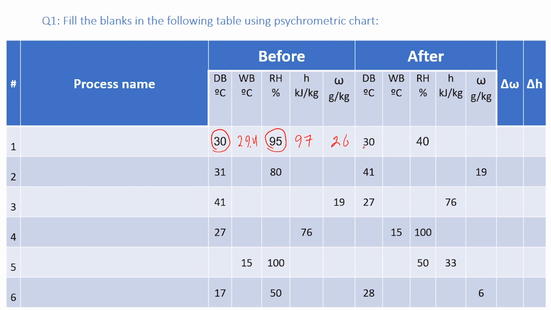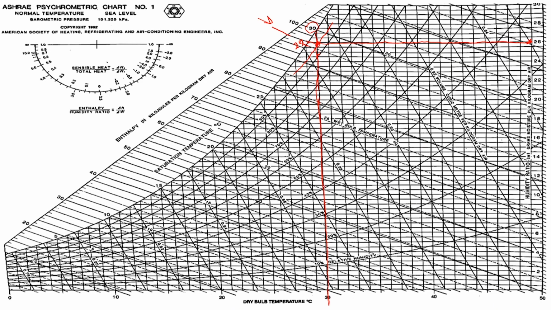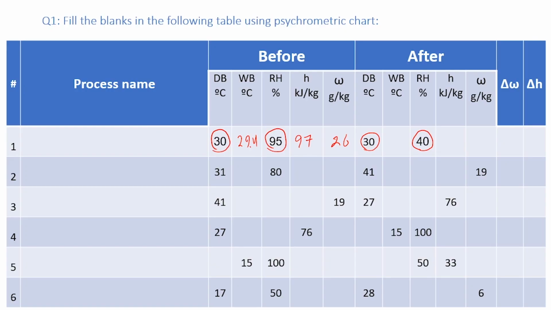Second point will be dry bulb 30, which is similar to the first one, which indicates that the line is a vertical line. Relative humidity is 40%. So we cross the 30 degrees Celsius with the 40% relative humidity. So we extract the data directly. So this is omega. And the dotted line will lead us to the wet bulb and enthalpy.